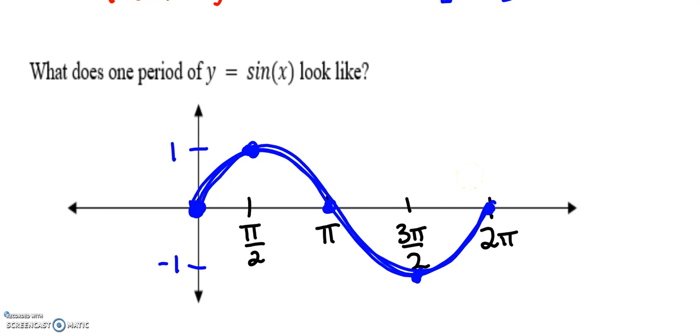Notice that the amplitude was 1 because my range was a total of 2. So the amplitude is 1 up and 1 down from what we call this midline. The period, or one cycle, was supposed to end at 2 pi, which it did.